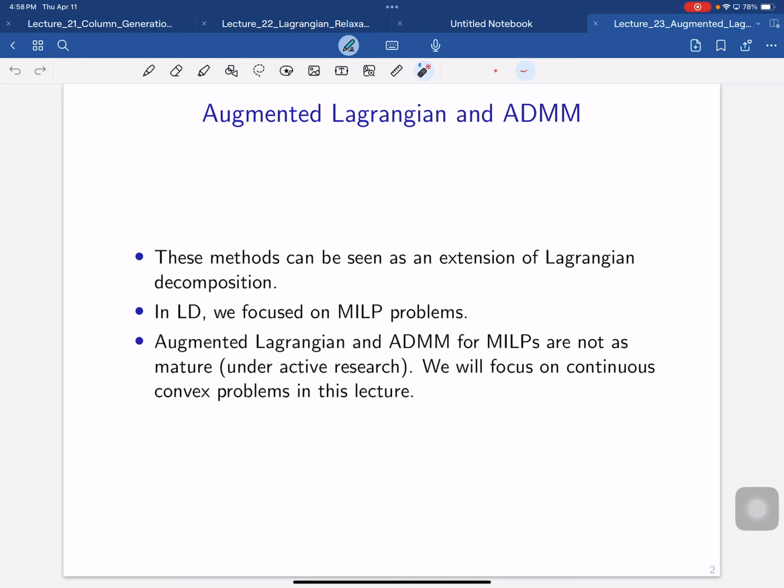So I will show you some references at the very end for augmented Lagrangian and ADMM for MILP problems. You will find the papers were published in the last 3 years also. Of course, in a course we only talk about something that is mature rather than something under active research. That's why in this lecture, we will talk about augmented Lagrangian and ADMM for continuous and convex problems, right? Those problems have very nice properties, so you can show those methods converge.